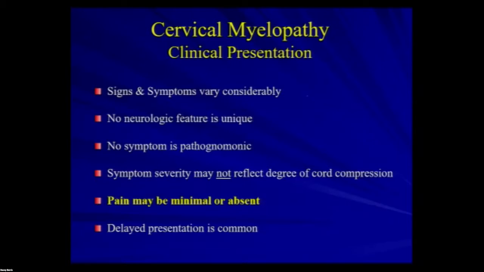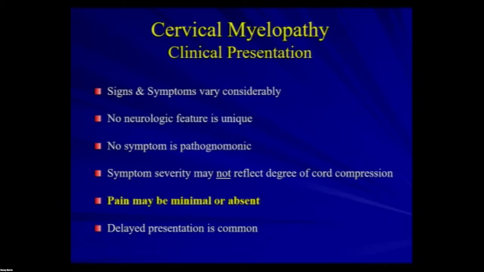In looking at the clinical presentation, there's no real one pathognomonic presentation feature, but rather it's a variable presentation of both signs and symptoms. And the symptom severity, interestingly, doesn't always reflect the degree of cord compression on imaging. And a big factor that we see commonly is that pain oftentimes is not a major feature of presentation. And so oftentimes patients will come with quite advanced clinical myelopathy, and you just scratch your head wondering, where have you been? And it's because pain may not be a big feature of their clinical makeup.